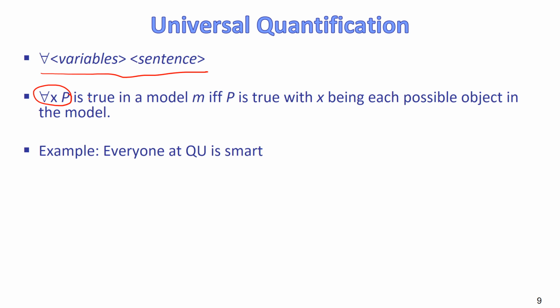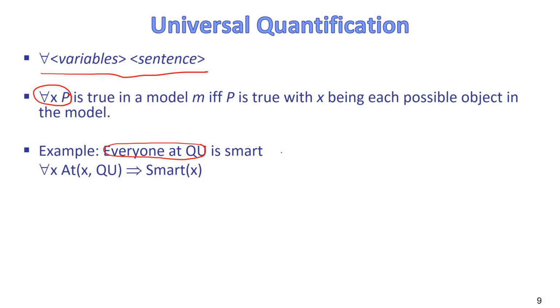Let's see an example. If I want to say everyone at QU is smart, how can I say that using "for all"? Here is how. For all x, if x is at QU, because that's the condition here, then this x, or this person, of course the domain is persons, will be smart.